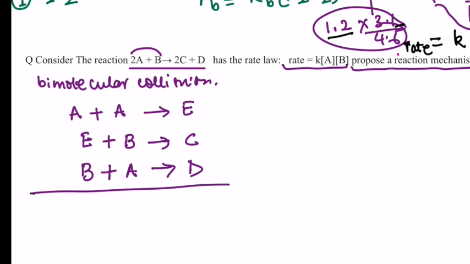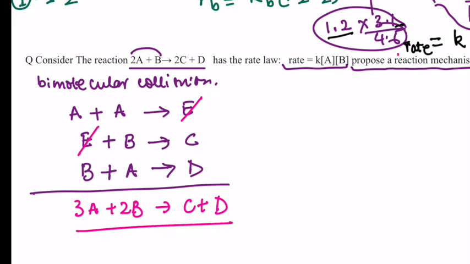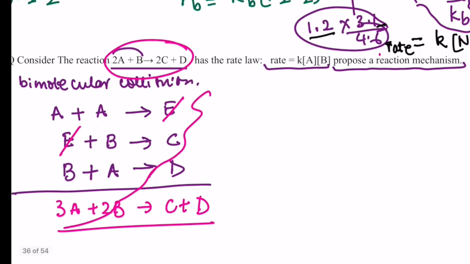Like I said, you could propose anything, but it has to meet two conditions. First, when you add them up, it must give you the original equation. So let me see, I can cancel E and then really nothing else. So I will have to add this up, and what I get is 3A plus 2B forms C plus D. So maybe not such a free open-ended question then, right? I don't get the balanced chemical equation as given here. So that tells me that this reaction mechanism is not good enough.